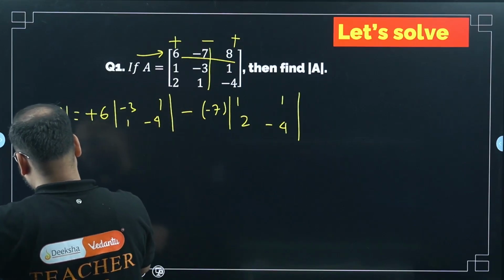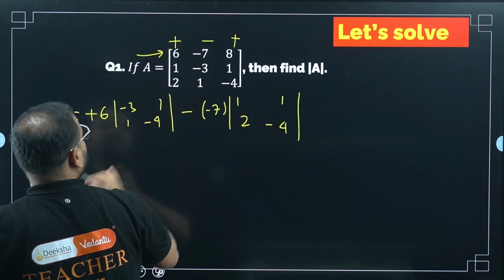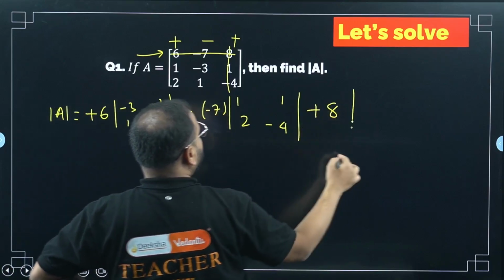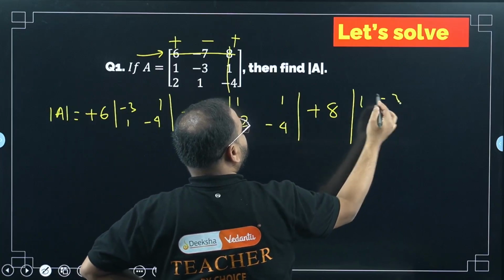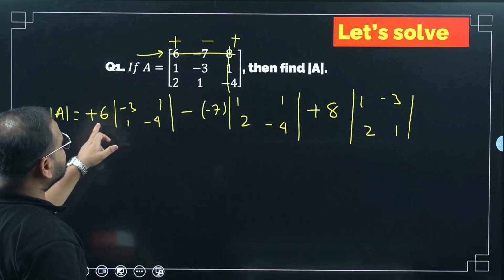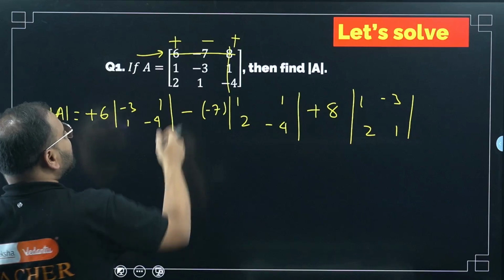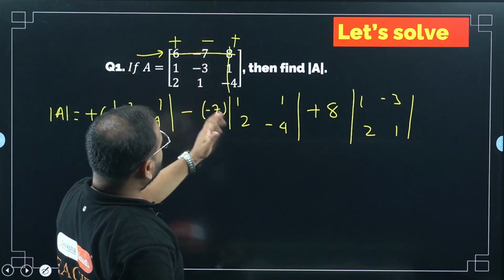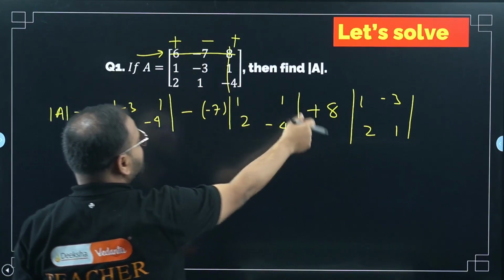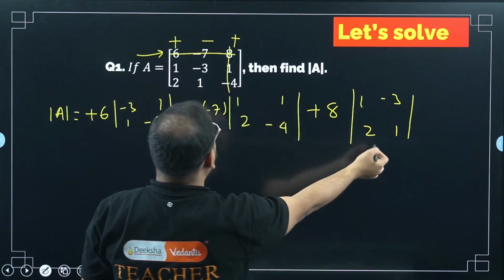Check here. Now in the third part, I'm going to consider which one? This and this will be gone, for plus 8. What is the matrix which is left? 1 minus 3 and 2 1. For 6 I cancelled first row, first column, so minus 3, 1 and 1, minus 4 are left. For minus 7, I cancel first row and second column, so 1, 1, 1, 2 minus 4. For the third element, plus 8, I cancel first row and third column, so I'm getting 1 minus 3 and 2, 1.